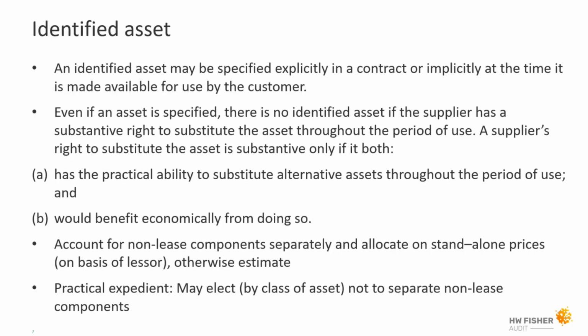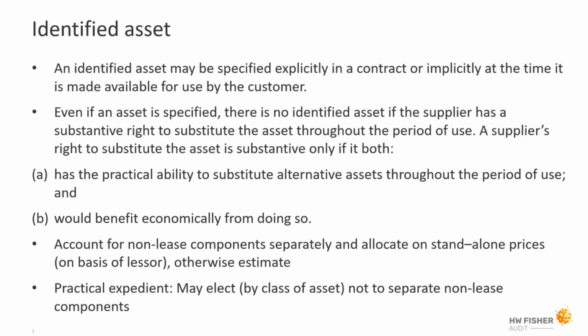So what are we looking at around that asset? Because that's what we're looking at when we're considering whether we have a lease and whether we have something that we should be bringing on balance sheet with its reflective liability. So it should be, or could be, explicitly talked about in a contract, or it could be implicitly implied that this is the asset you have.